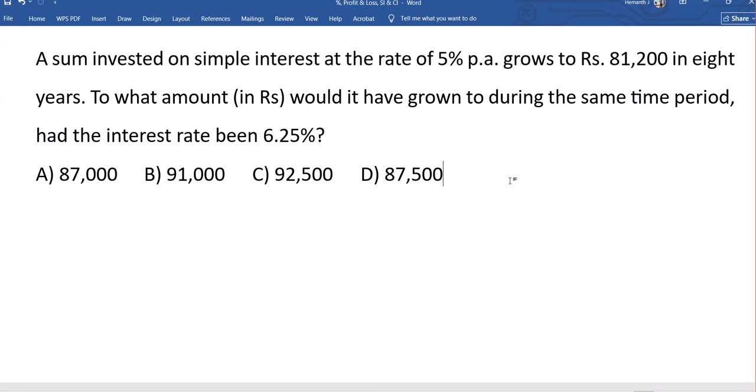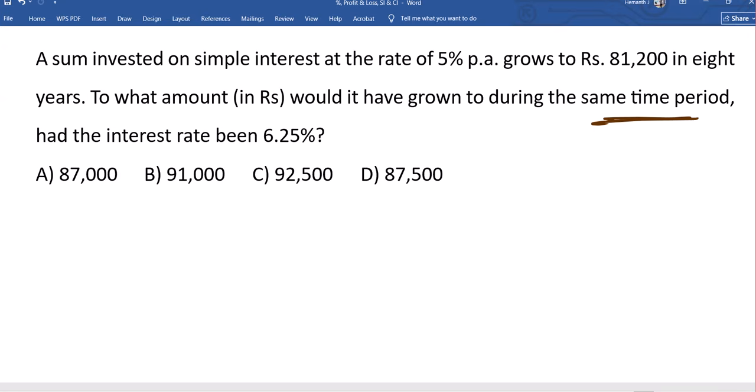Generally other companies ask what is the principal value, like that. But this question given in TCS is what's special. First you do something, then again you have to calculate. With 5% rate of interest, your amount becomes 81,200. Now the same amount becomes how much if the rate of interest is 6.25%, same time period, 8 years? How do you understand the question first?